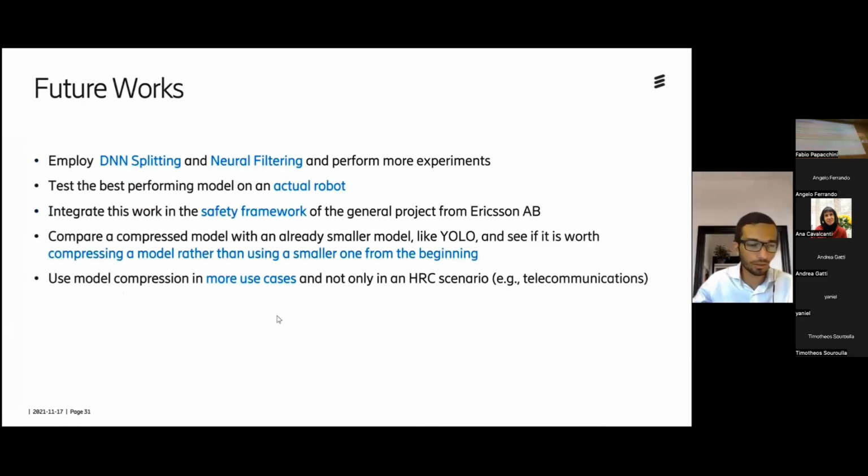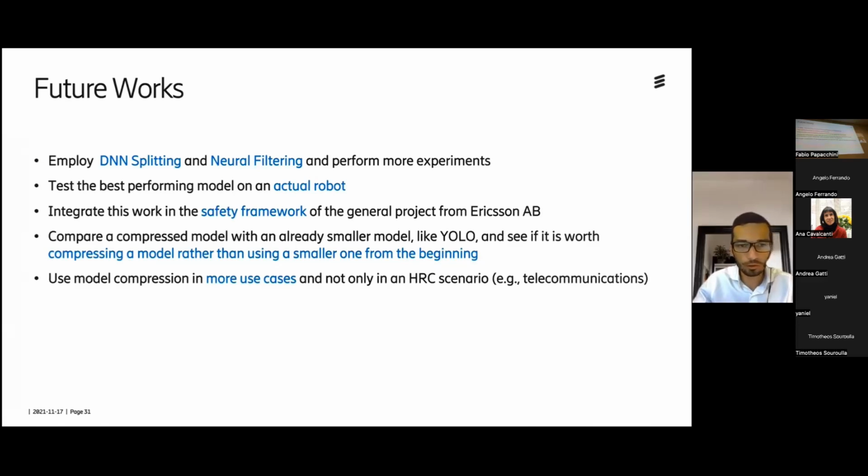And ending this presentation with some future work: to employ DNA splitting and neural filtering and perform more experiments, test the best performing model on an actual robot, and integrate this work in the safety framework of the general project. The next one is the most important one, that is to compare a compressed model with an already smaller model like YOLO ones, and see if it's actually worth it to compress a model rather than using a smaller one from the beginning.